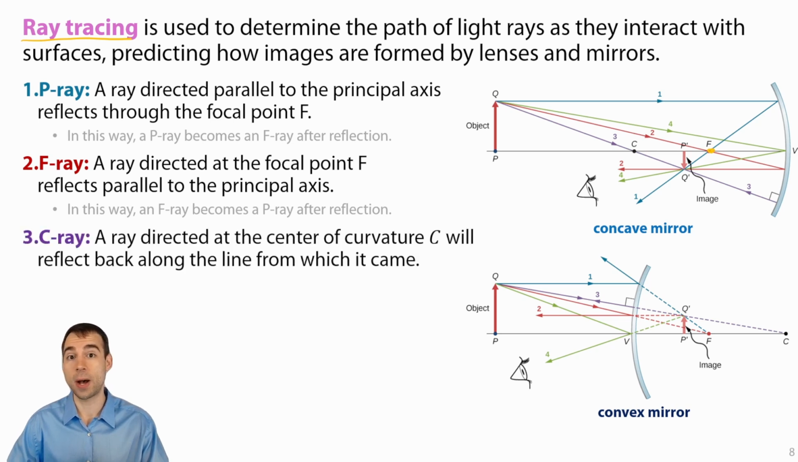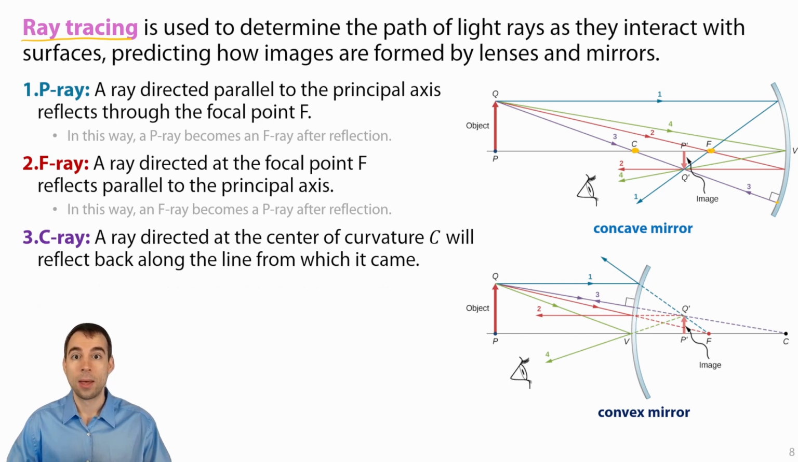We can also draw some other critical rays like the C ray, which passes through the center of curvature. And we will notice that for a light ray passing from this object to the center of curvature, it will encounter the reflective surface at a 90-degree angle such that it is reflected back exactly the way that it came.